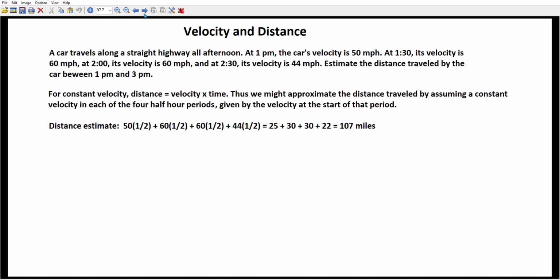Now let's look at what really happened. Here's a graph of a possible velocity function, and here are these points that we have just used. At 1 o'clock, 50 miles an hour. At 1.5, which is 1:30 in hours, 60, etc. What is this estimate?